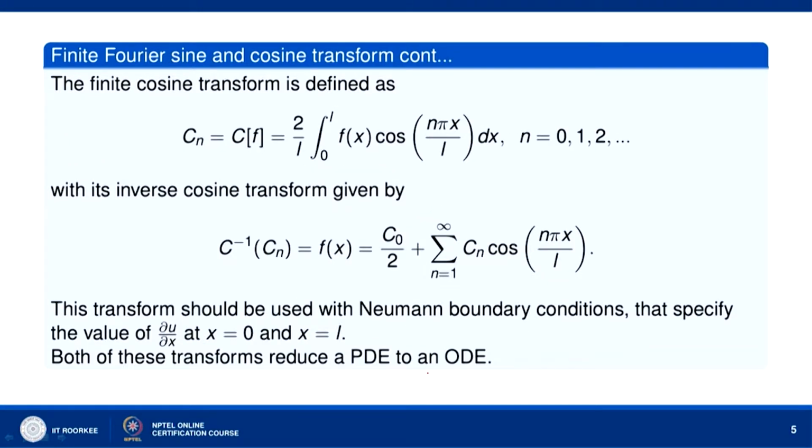Putting the values of C naught and C n here, we get the value of f x. So, the Fourier cosine transform is to be used when we are given the Neumann boundary conditions. In the Neumann boundary conditions, we have the value of the temperature gradient u x at x equal to 0 and x equal to L. Both of these transforms, when applied to partial differential equations, reduce them to ordinary differential equations. Now, let us see how we solve a partial differential equation using these finite sine and cosine transforms.